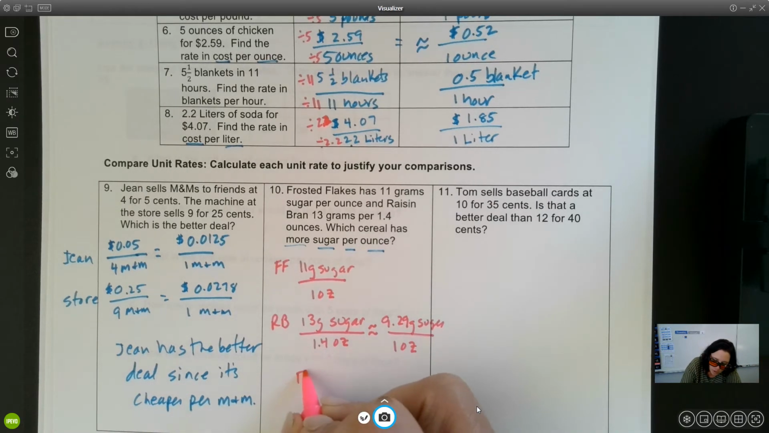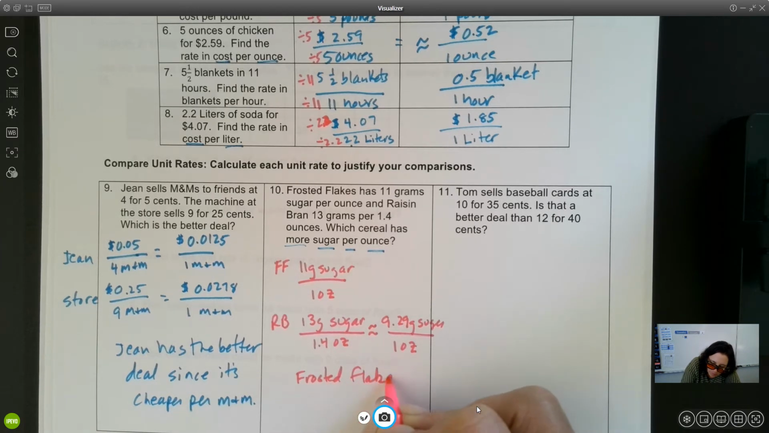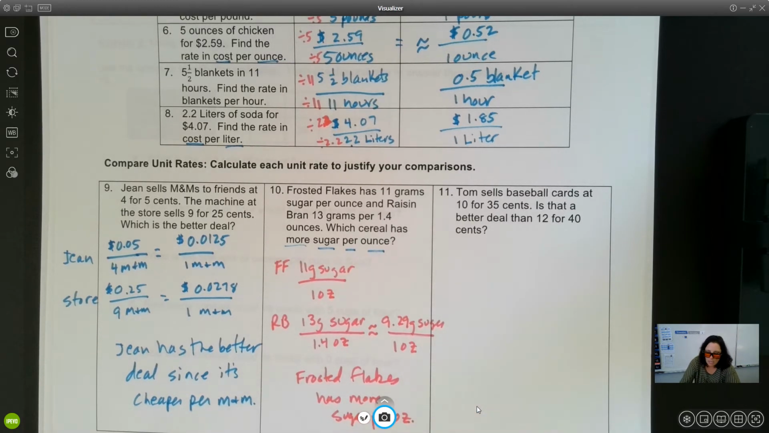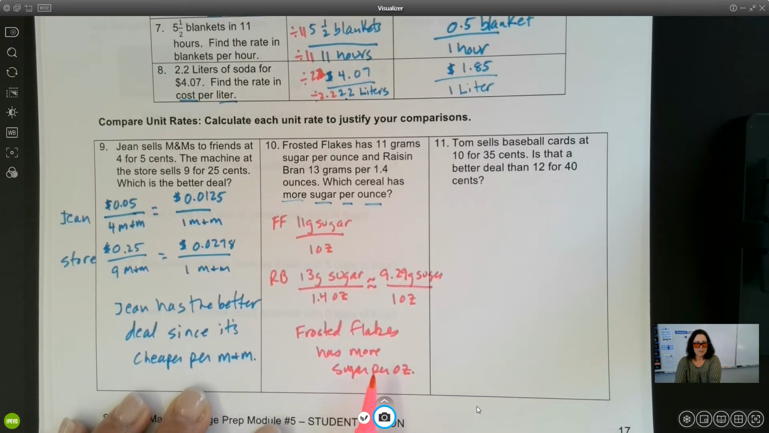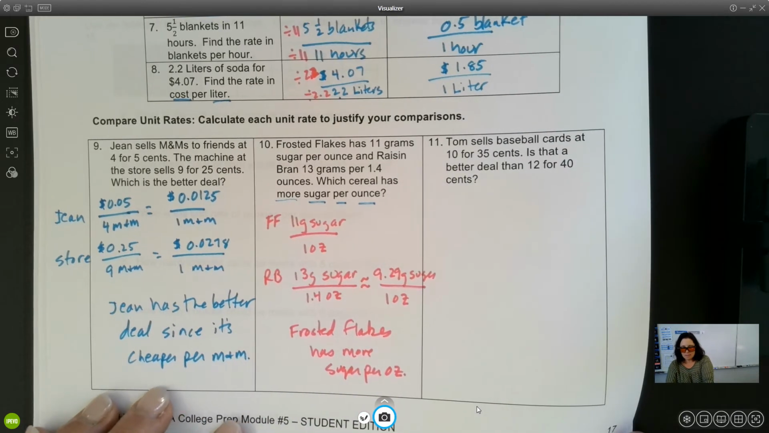So Frosted Flakes has more sugar per ounce. And the work that I have here justifies that statement. So that's perfect. All righty, number 11.